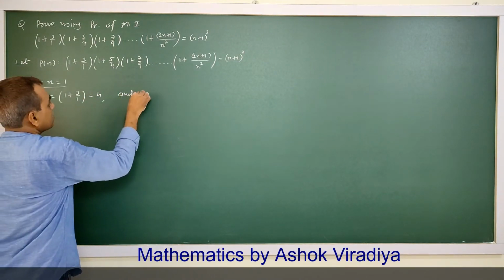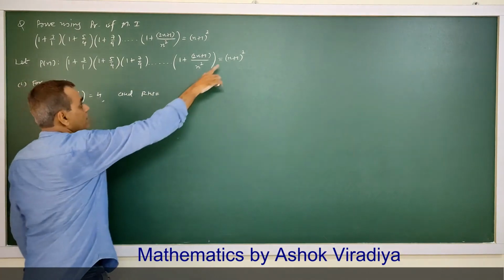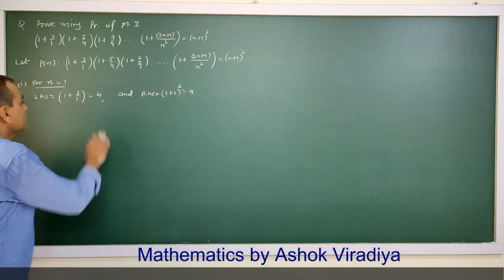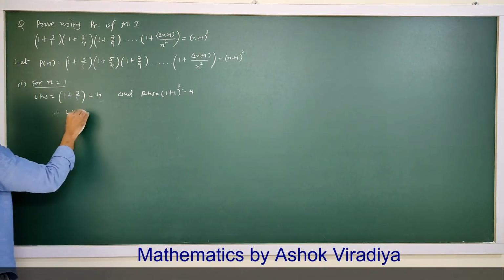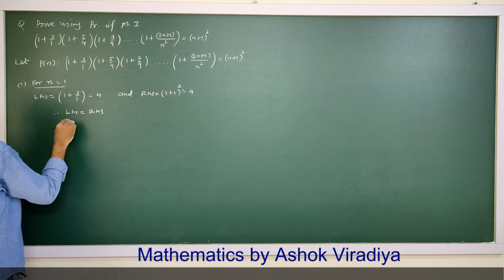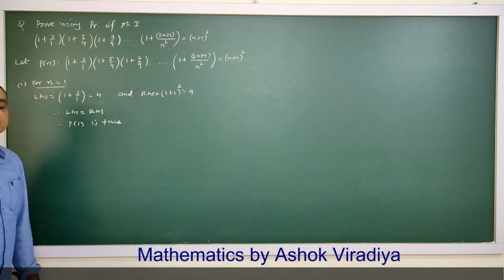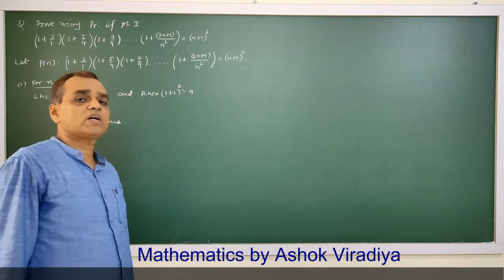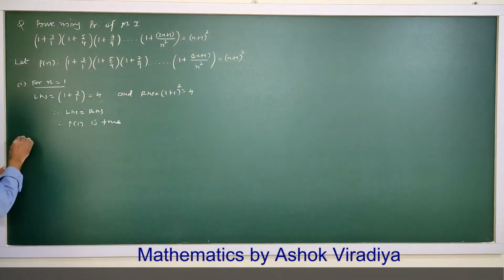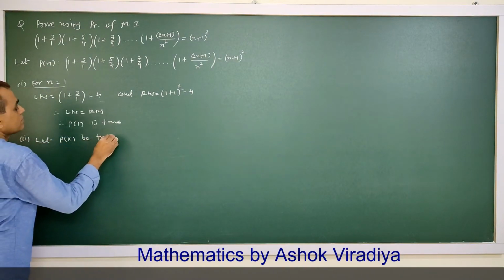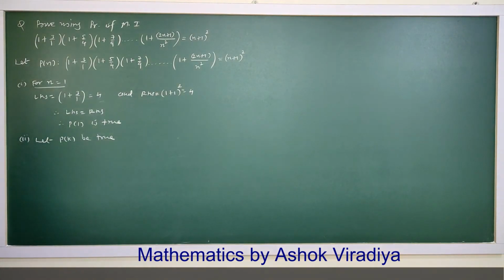And RHS is putting here n equal to 1. This is 4. So LHS is equal to RHS. So P of 1 is true. Statement is true for n equal to 1. Now second part. Let P of k be true. Statement is true for n equal to k.